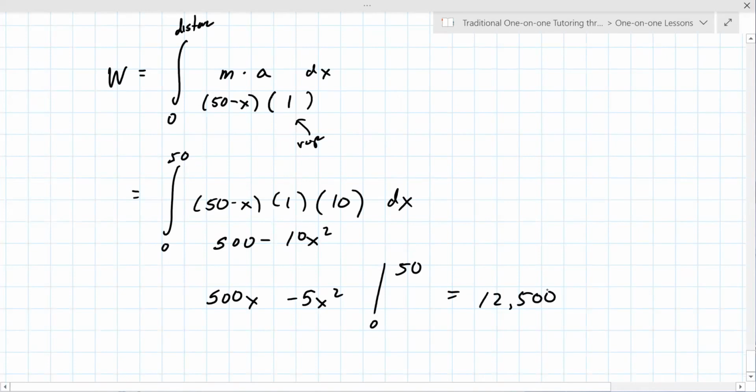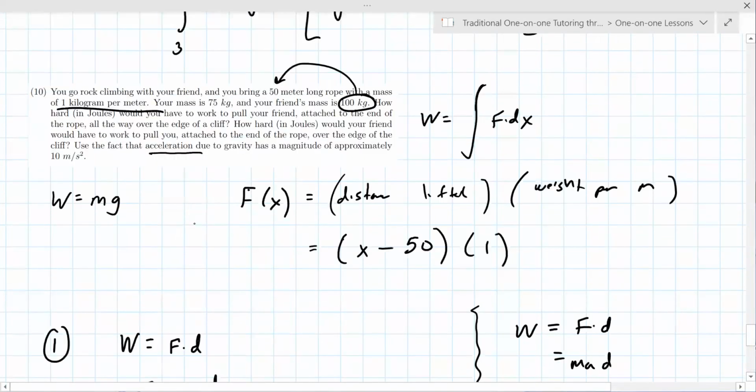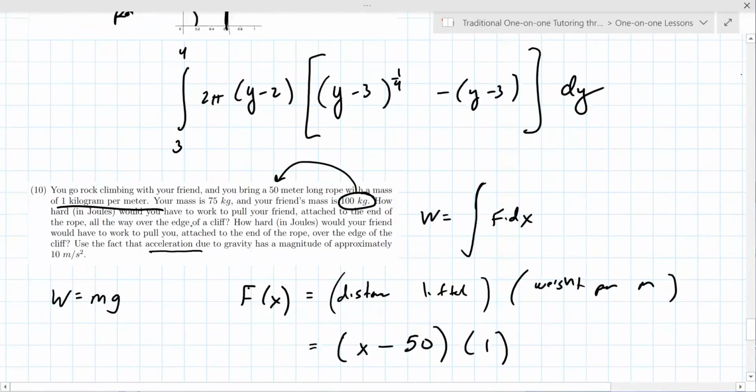And what they're trying to show you here, maybe the thing that's most important, is there's actually 3 works that they're talking about here. How hard is it to pull your friend? How hard would your friend have to pull? I remember her saying something about the weight of the rope changing as you're pulling it up.